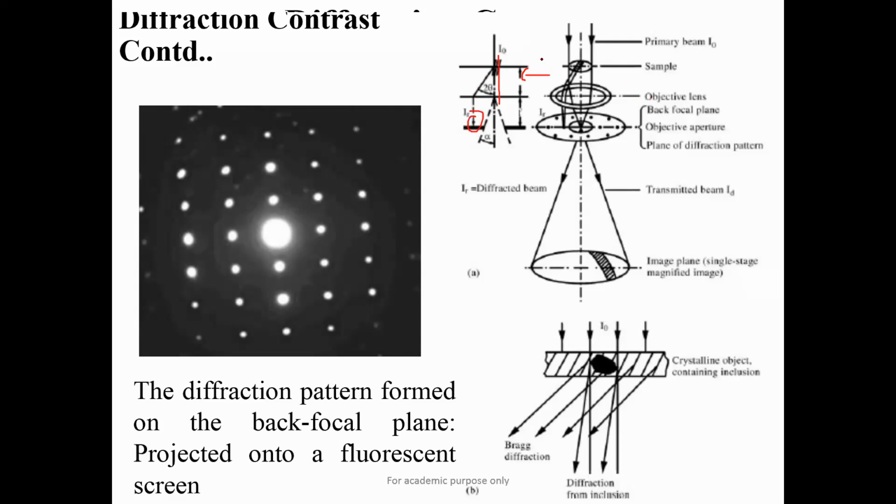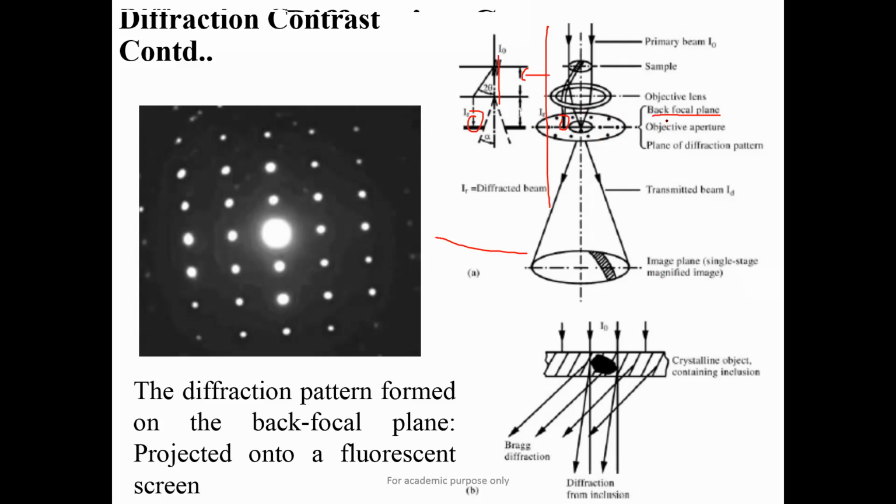Now, this part is very important to understand. This is your primary beam, this is your sample, and the sample has some parallel planes. The points which satisfy Bragg's law will come to the back focal plane. Mind it, this is the back focal plane. Here the scattered rays will be focused and form a dot-like pattern. If we take the same thing on the image plane, we will get this kind of structure. The diffraction pattern is always formed on the back focal plane.